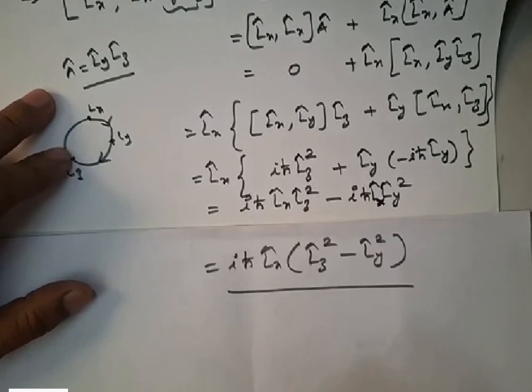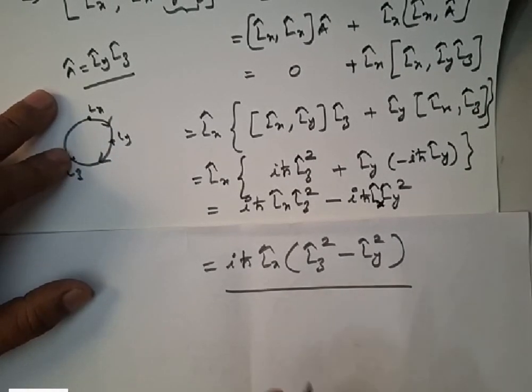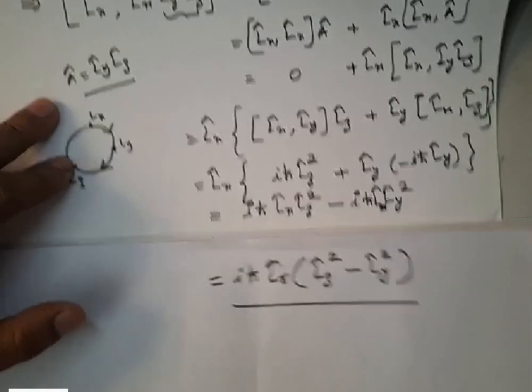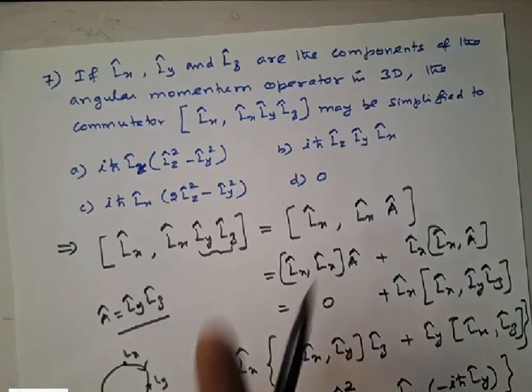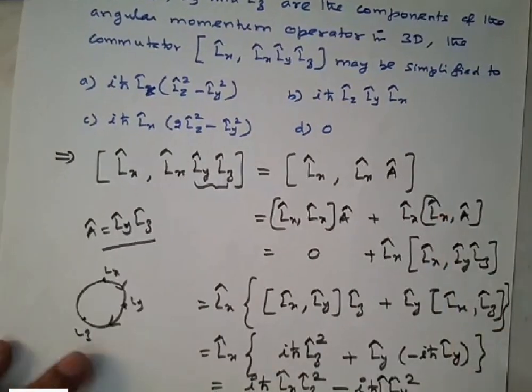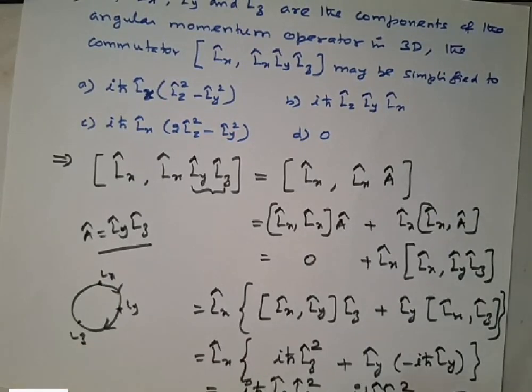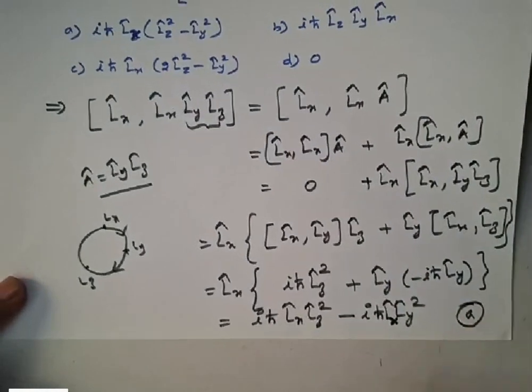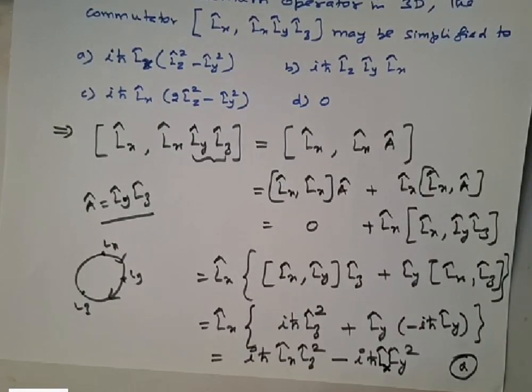So this commutator can be simplified into iħ Lx into Lz squared minus Ly squared. So the correct option for this question is option A. Take it down. Is this clear to all?